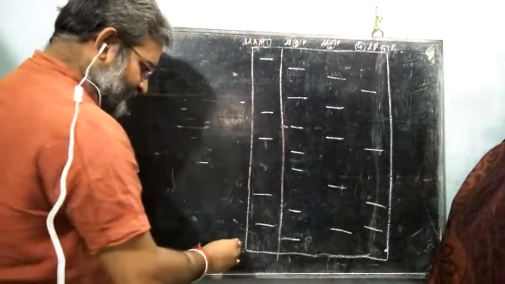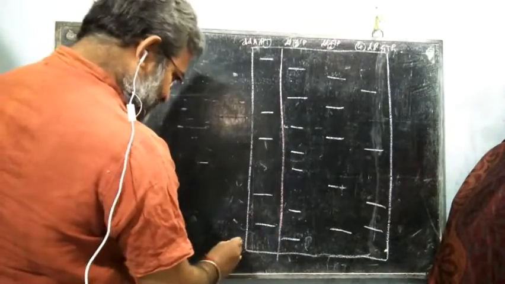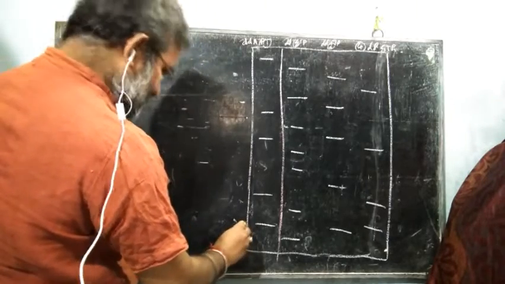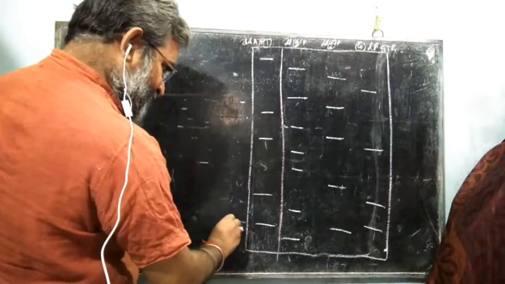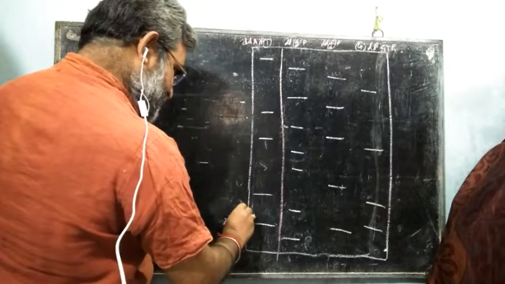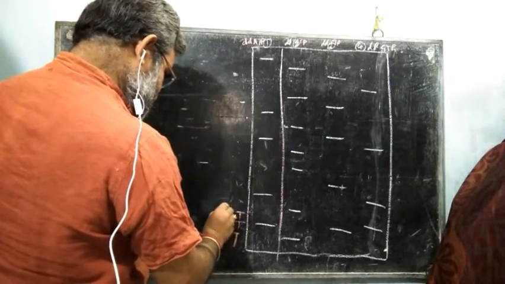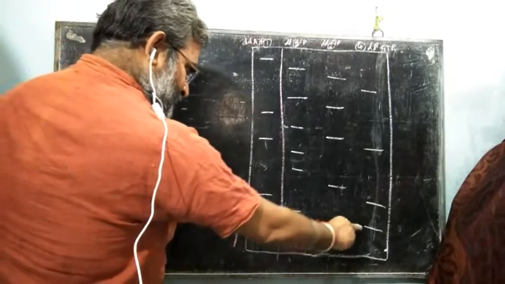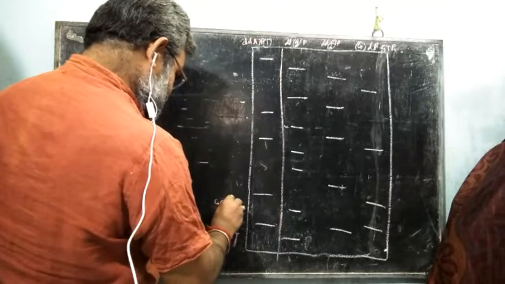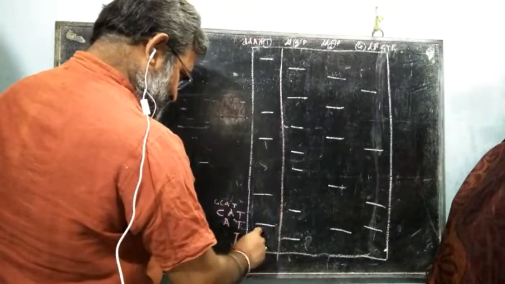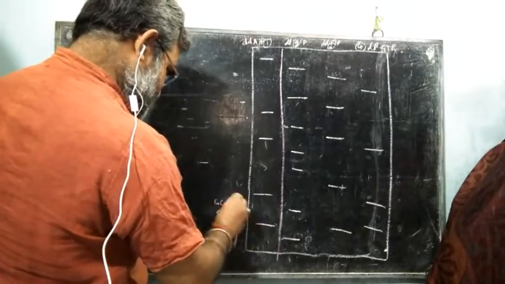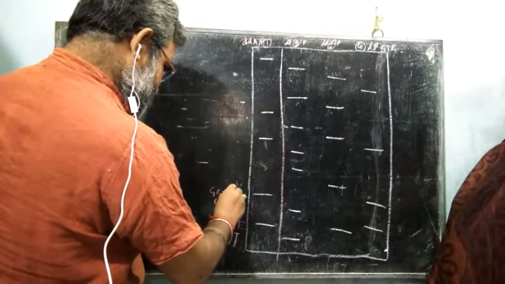That means the sequence is at first T. Second one A. That means TA. Third one here C, TAC. This one, fourth one, that is G. Then GCAT. Fifth one, T.